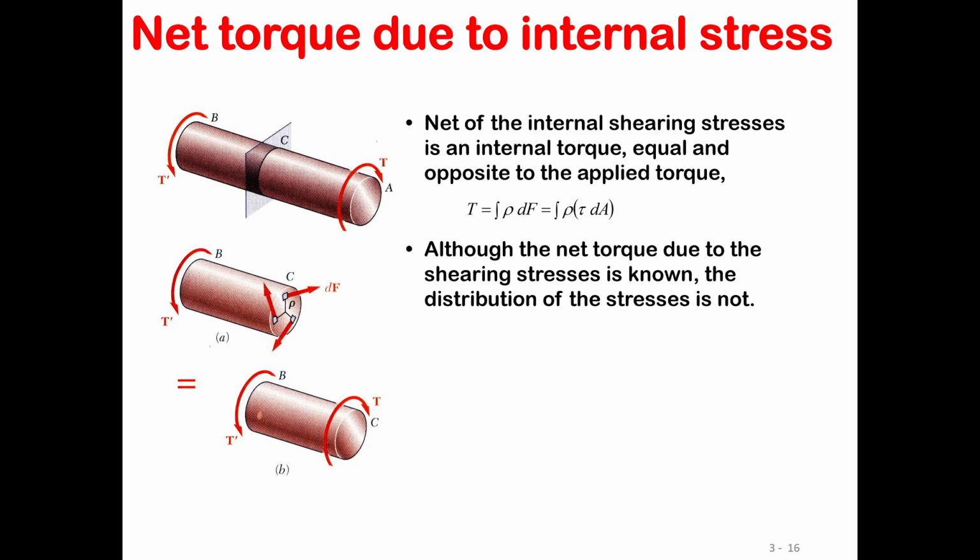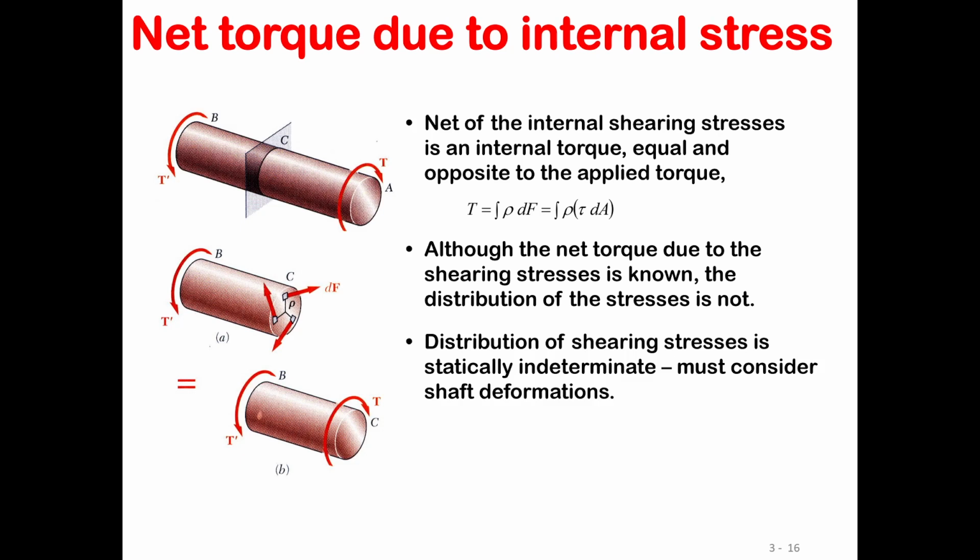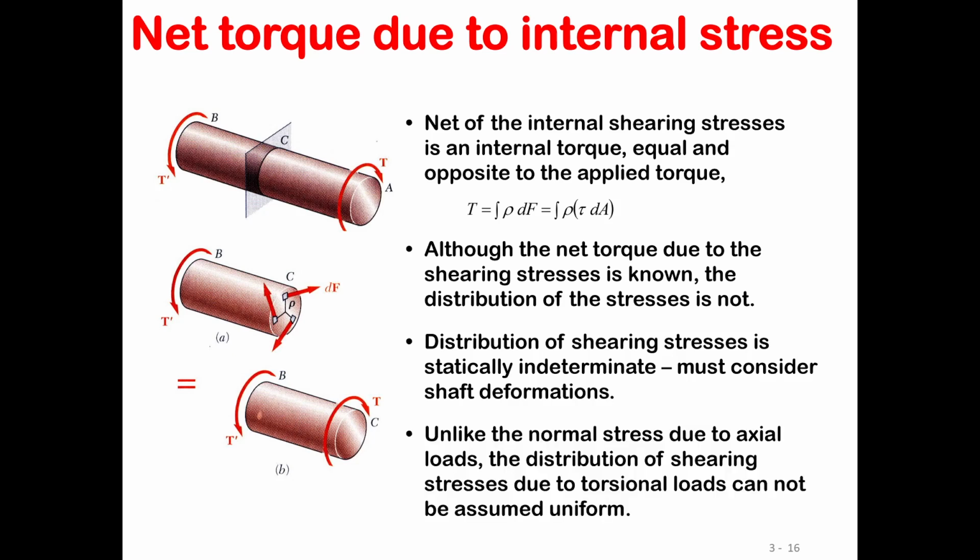All right. Although the net torque due to the shearing stresses is known, the distribution of stress is not known, right? And the distribution of shearing stress is statically indeterminate. We must consider the shaft deformations to be able to find the solution to the problem at hand. And unlike the normal stresses due to axial load, the distribution of shearing stresses due to torsional loads cannot be assumed uniform.